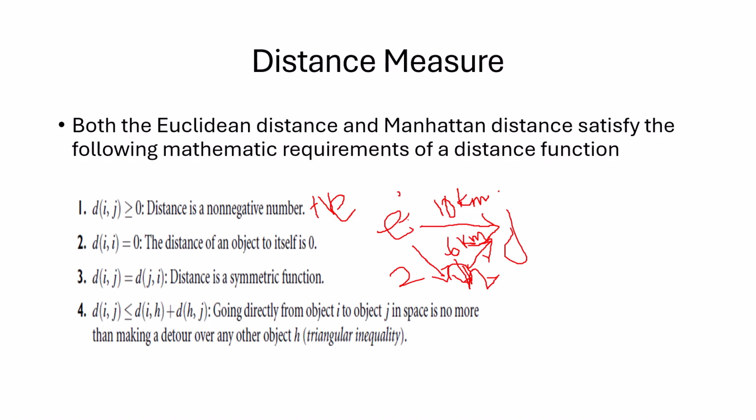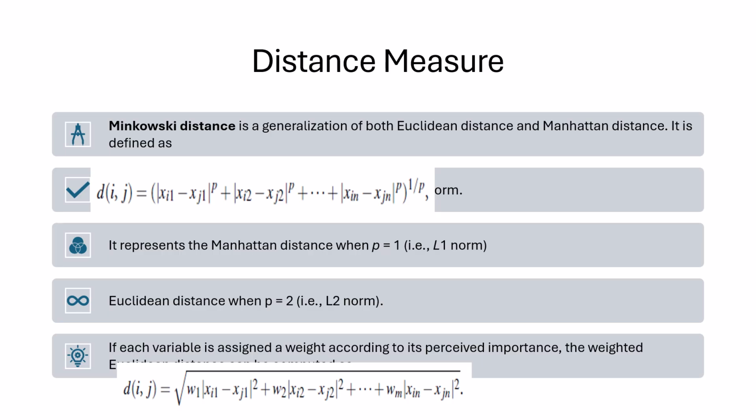d(i, j) greater than or equal to 0: distance is a non-negative number. d(i, i) equals 0: the distance of an object to itself is 0. d(i, j) equals d(j, i): distance is a symmetric function. d(i, j) less than or equal to d(i, h) plus d(h, j): going directly from object i to object j in space is no more than making a detour over any other object h. That's the triangle inequality. The Minkowski distance and Euclidean distance formulas are given on the screen.